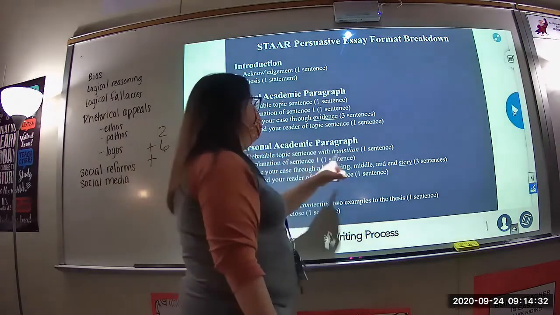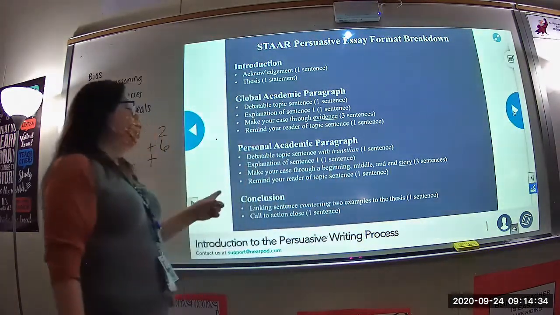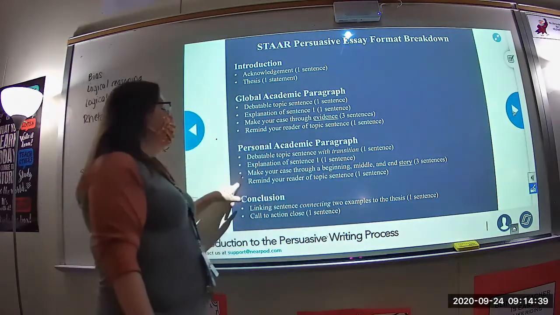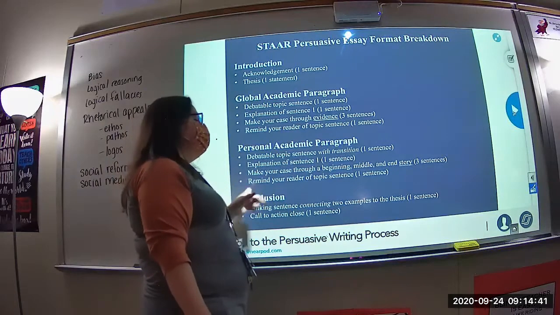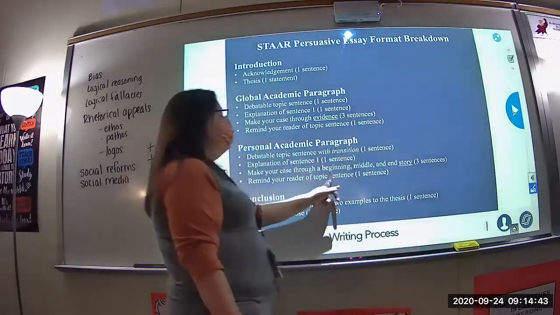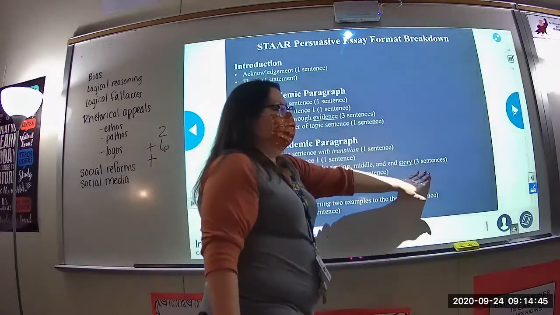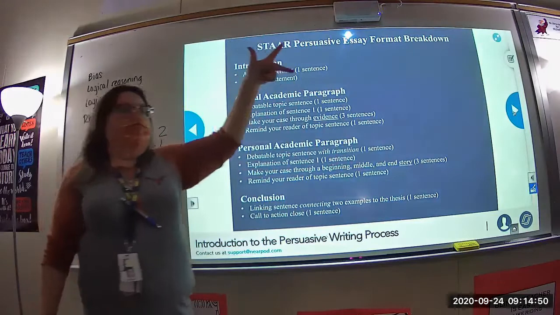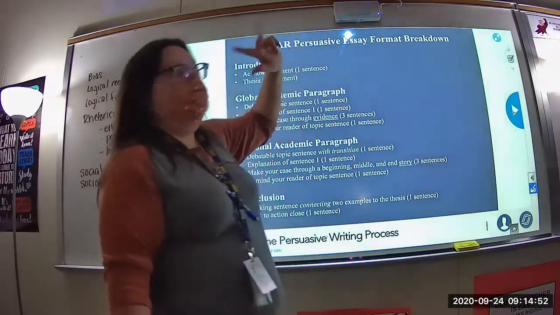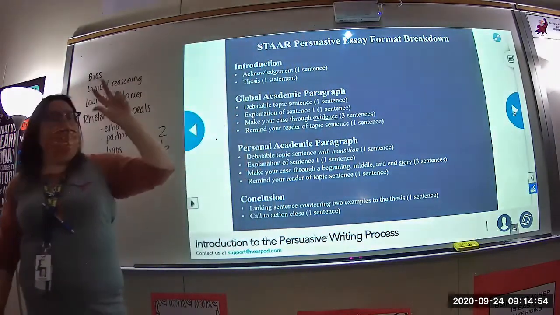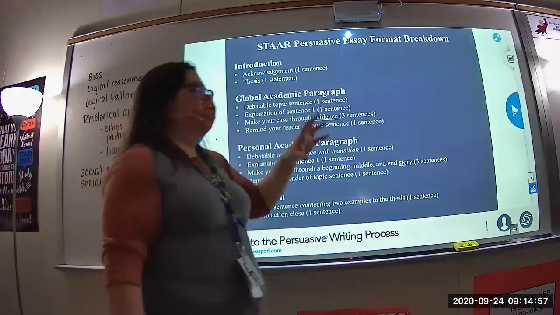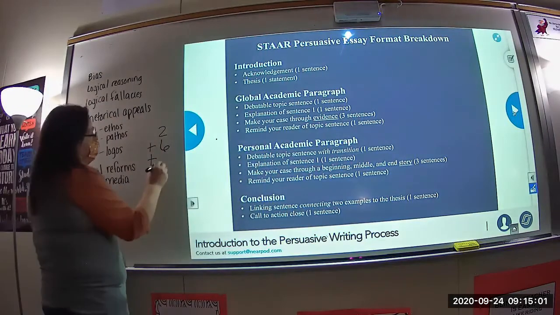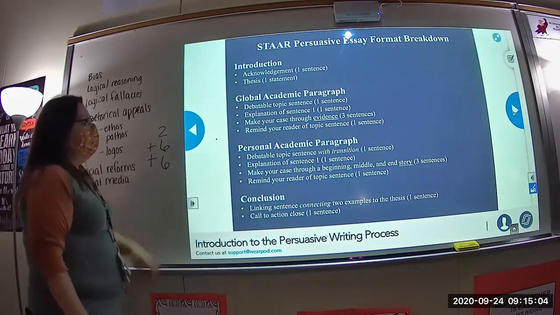Okay. Personal academic paragraph. Debatable topic sentence with transition, which is 1 sentence. Explanation of sentence 1, which is a repeat of this. The only difference is now instead of evidence, you're going to make your case through a story that has a beginning, middle, and end. So it's 3 sentences. This happened, then this happened, this is how it ended. I'm not looking for a story that takes up 10 lines, right? You better condense that story, real short. And then remind your reader of the topic sentence. So how many sentences is that? 6.